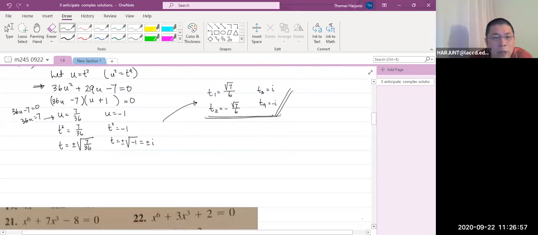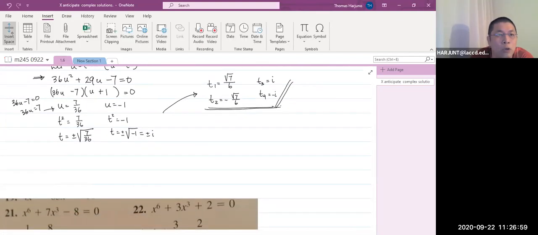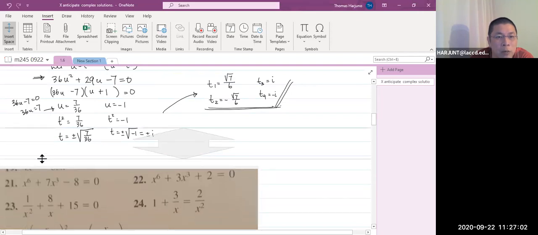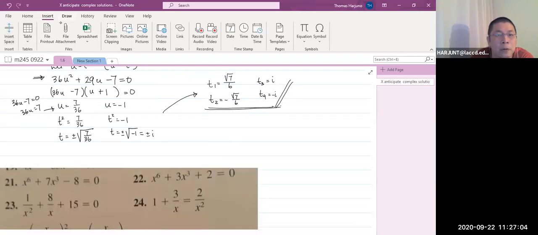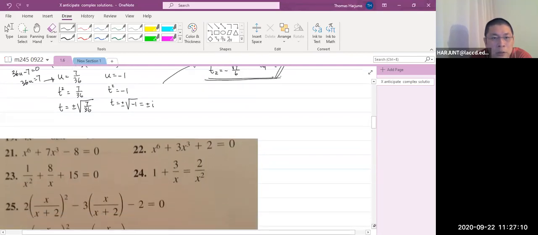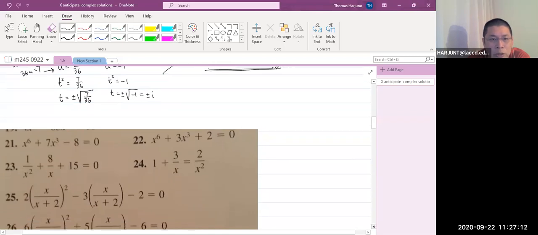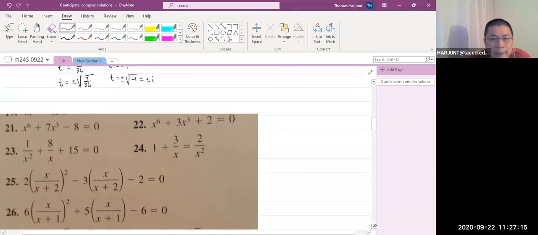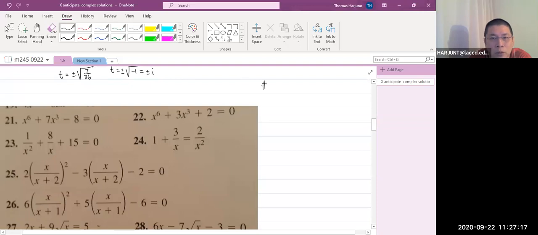And then let me continue. Now we will still use the quadratic-like equation in the later part. For example, let me just go ahead to number 22. Actually, you can do the same thing, but let me just go ahead to number 26. Number 26. 6 times x over x plus 1 squared plus 5 times x minus x over x plus 1 minus 6 equals to 0.